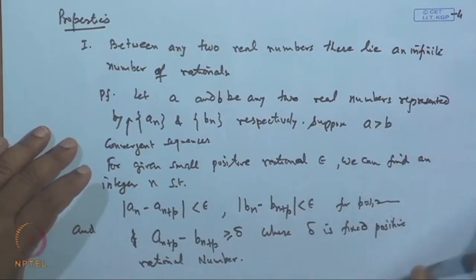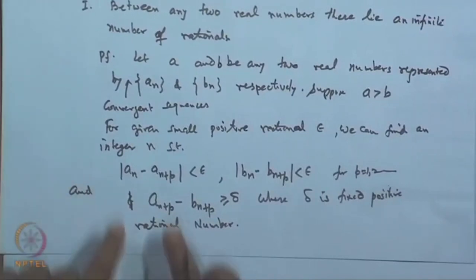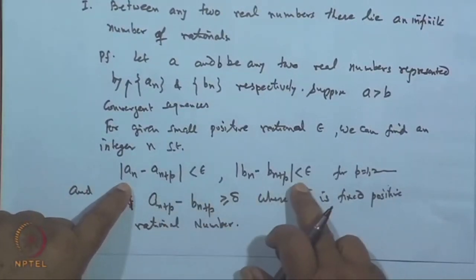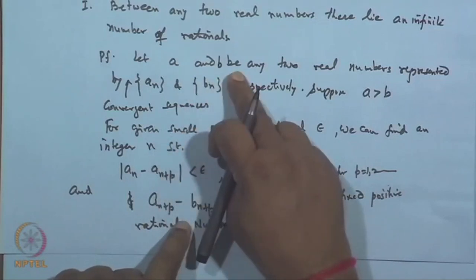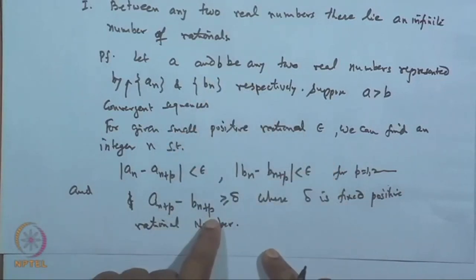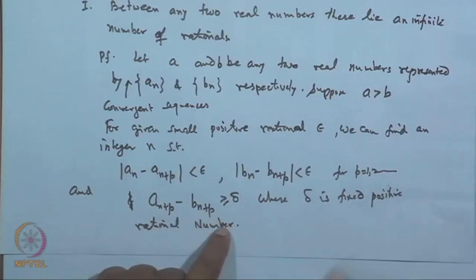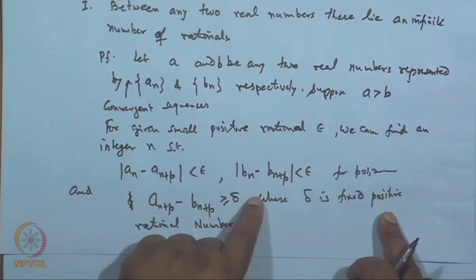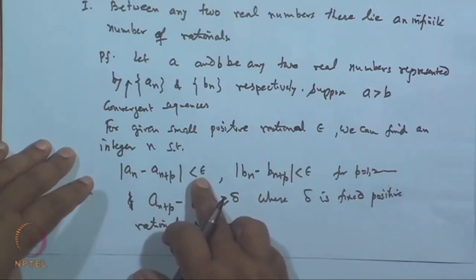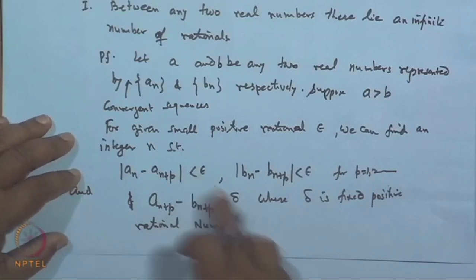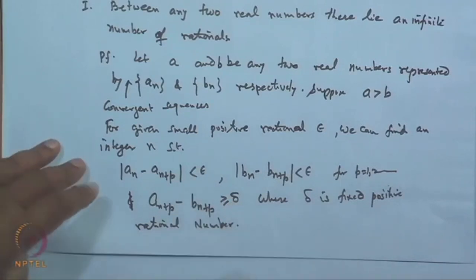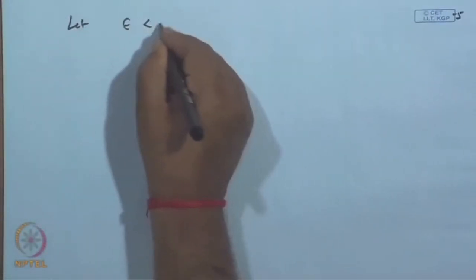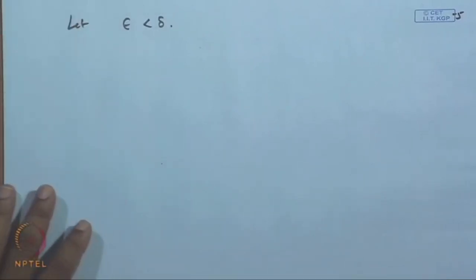This is because A n is convergent, this is because B n is convergent, and this is because A is greater than B. A is greater than B means that if you pick arbitrary terms from A and B, the difference must be positive. So there exists some fixed positive delta such that all the terms of these differences will remain greater than or equal to delta. Now, because epsilon is an arbitrarily small number, I can choose epsilon less than delta, which is possible. That's not a problem.